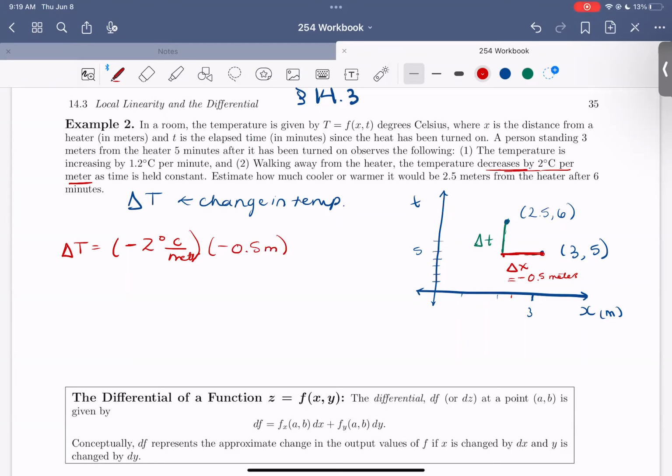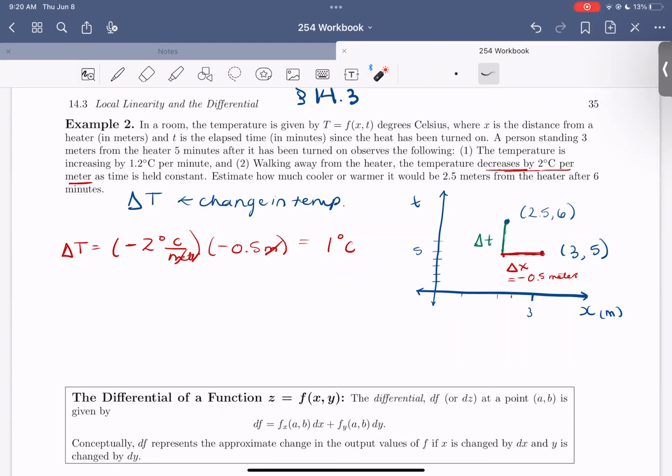So just by making that change, walking to the point that's 2.5 meters away from our heater, meaning walking closer to our heater, we should see that the temperature will change by -2 times -0.5, which becomes 1 degree Celsius. So this says that the temperature is going to get warmer as we move closer to the heater. In fact, the temperature will increase by 1 degree Celsius as we move half a meter closer.